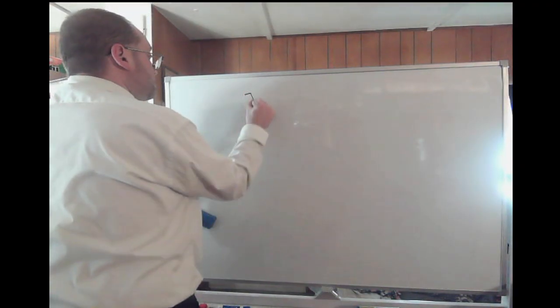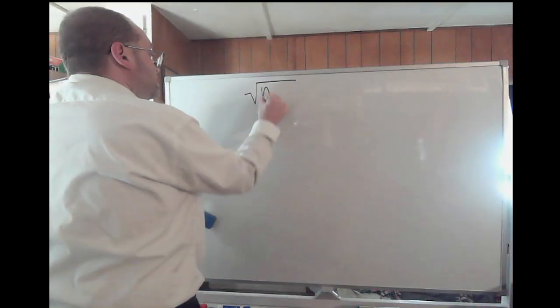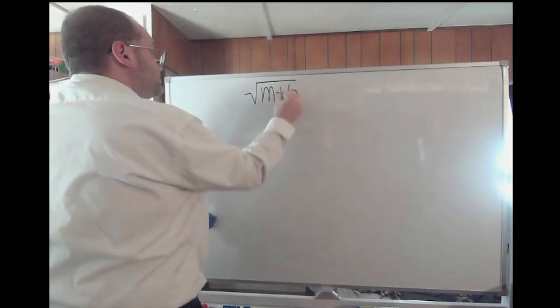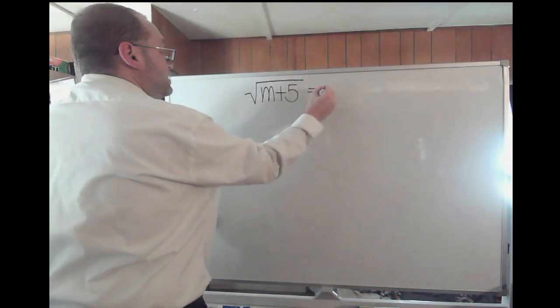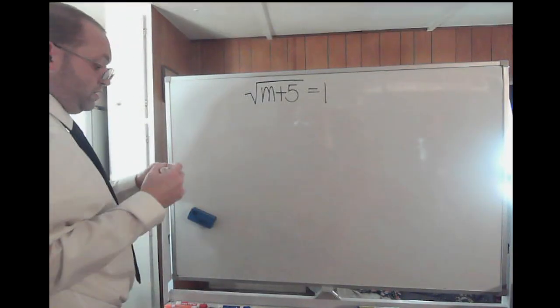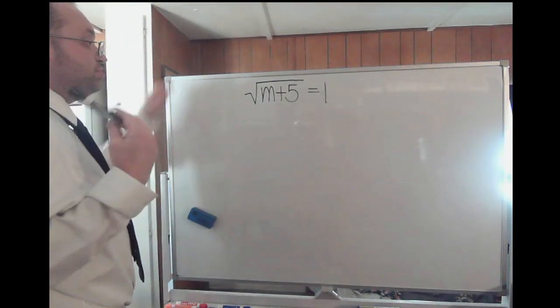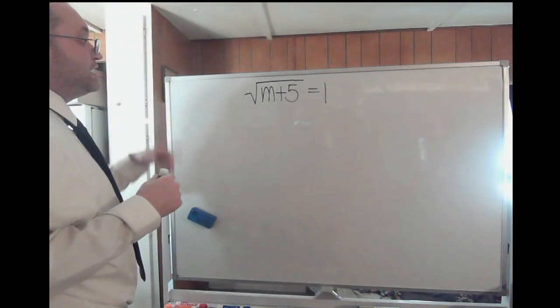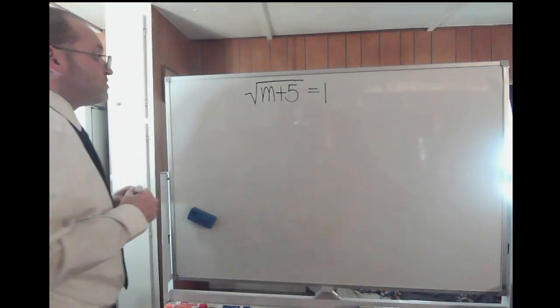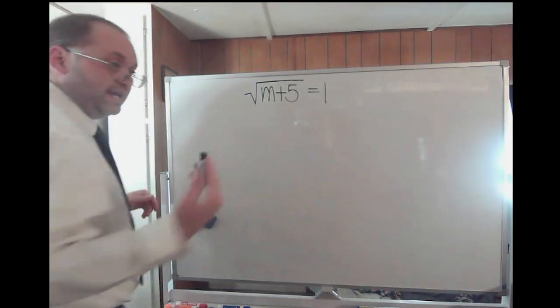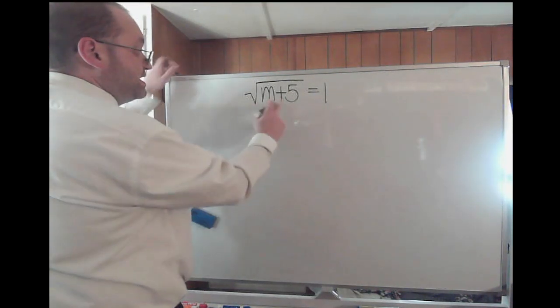Let's see, similar ones. So we have the square root of m plus 5 equals 1. So this is going to be a good one here. This is going to be a very good one. Alright, so we still need to square both sides to get m plus 5 by itself, right? To get rid of that square root.